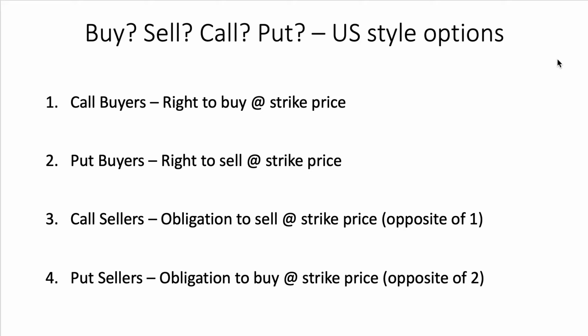So, US style options, it's actually quite basic. I've summarized it here. Call buyers have the right to buy at a strike price. Put buyers have the right to sell at a strike price. Call sellers have the obligation to sell at the strike price, which is the opposite of number one. And put sellers have the obligation to buy at a strike price, which is the opposite of number two.